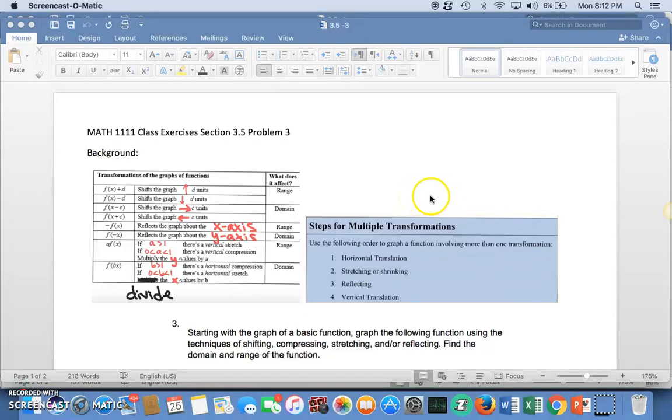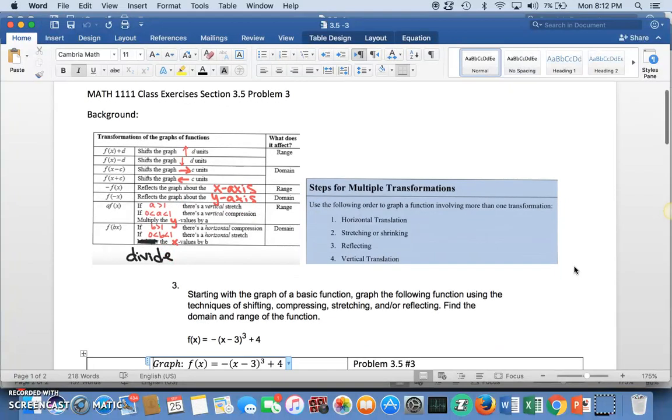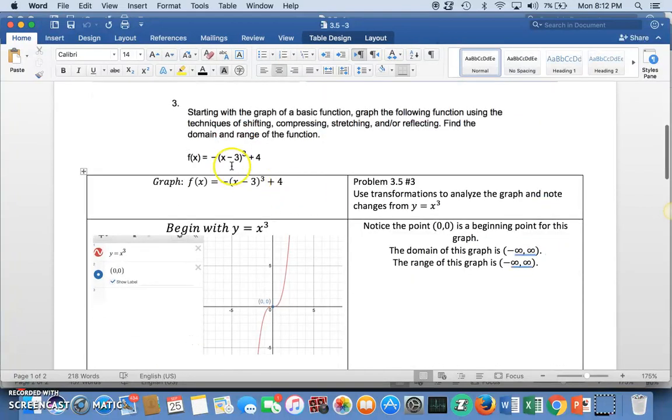Okay, problem 3.5. This is the last one of this section on transformations. Notice the background is still the same. Basically, you're graphing with your transformations. This is what you've got. Your parent function is x cubed, and this is y equals x cubed right here.